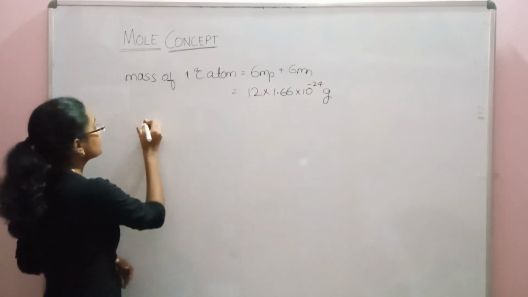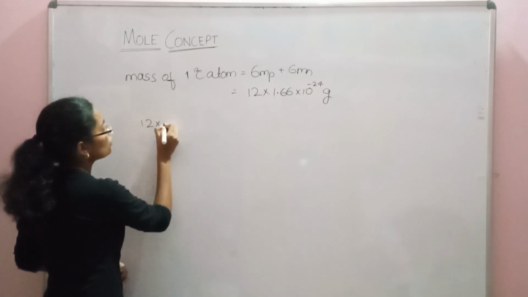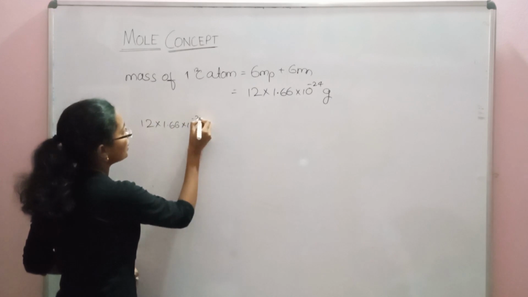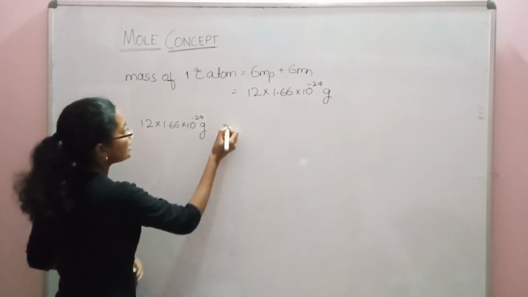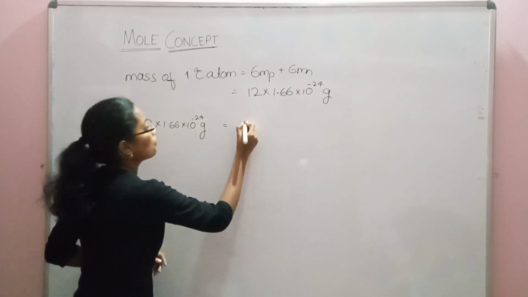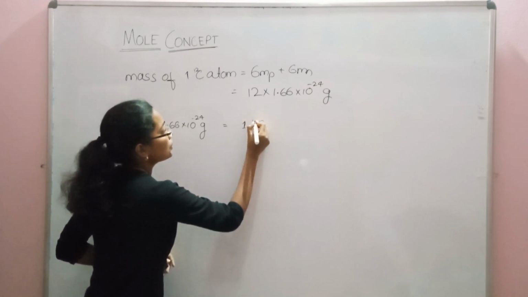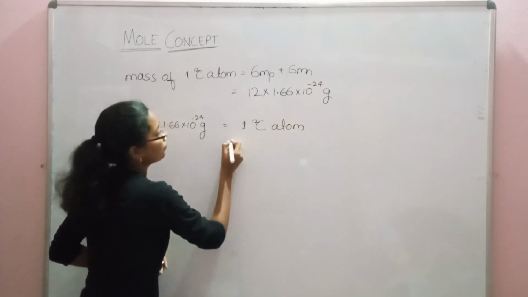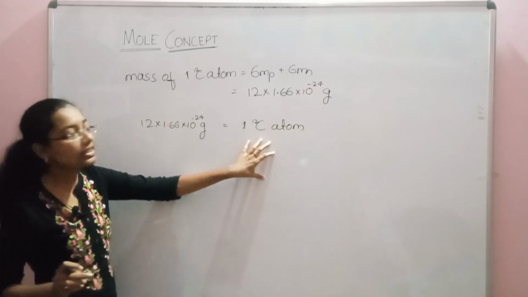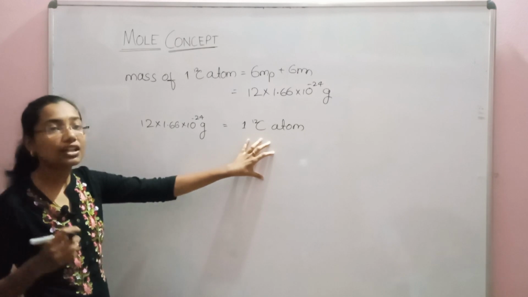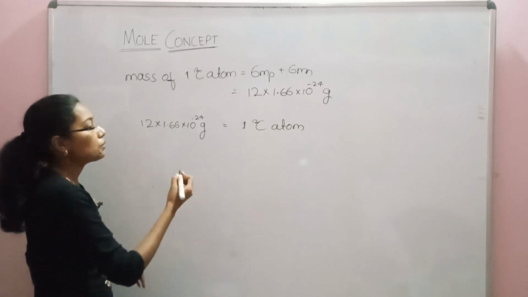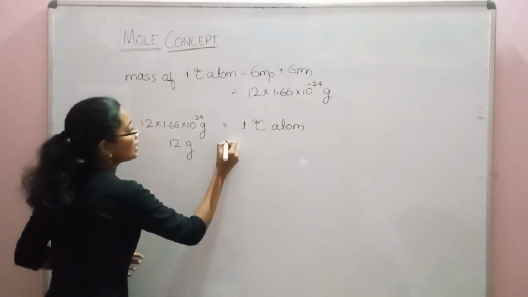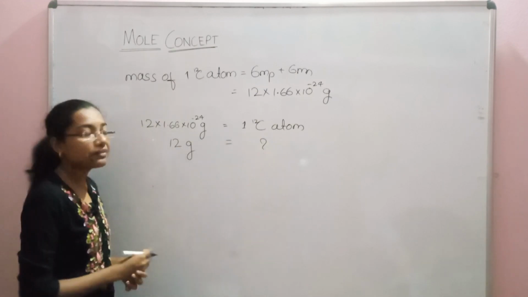We can write this like this also: 12 into 1.66 into 10 to the power minus 24 grams. This is the mass of one carbon 12 atom. But now what do we want? We want the number of atoms present in 12 grams. We don't know this.